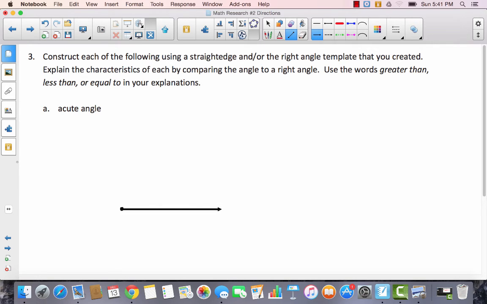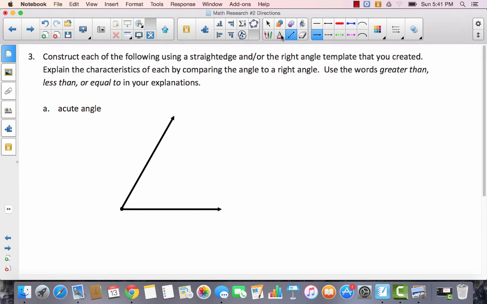Now, if it's going to be an acute angle, that means that this next ray has to be less than a right angle. So you can make it a very acute angle. You can make it a kind of acute angle. You can even make it almost a right angle, but it has to be less than a right angle. So now we've created it.